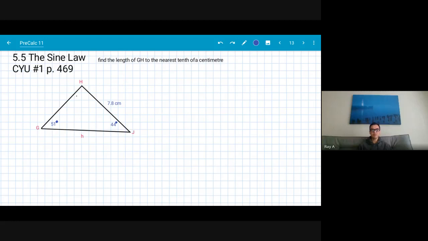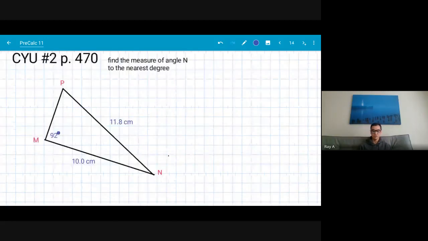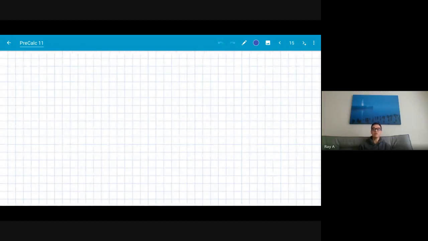So I'm doing the check your understanding in number one on page 469 and check your understanding on page 470. Okay, so right now I would just like to talk about the sine law. What is the sine law?